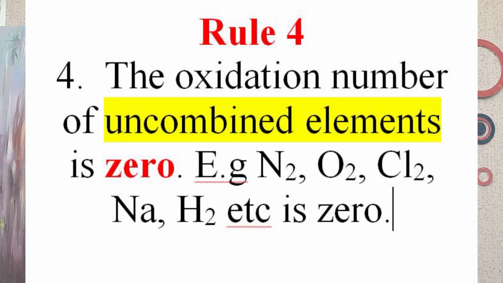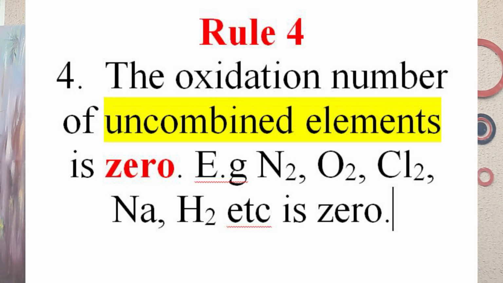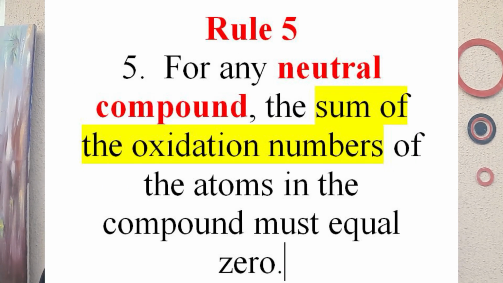Rule number four, the oxidation number of uncombined elements is 0. For instance, N2, the oxidation number is equal to 0. O2, the oxidation state is 0 because it's an uncombined element. Sodium, aluminum, they are equal to 0. Rule number five, for any neutral compound, the sum of the oxidation numbers of the atoms in the compound must equal 0. Did you get that?